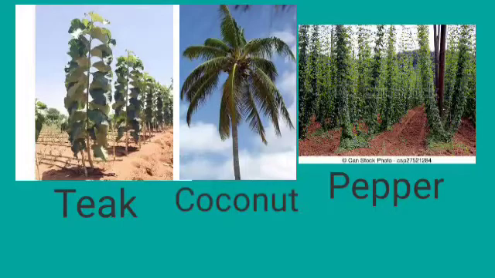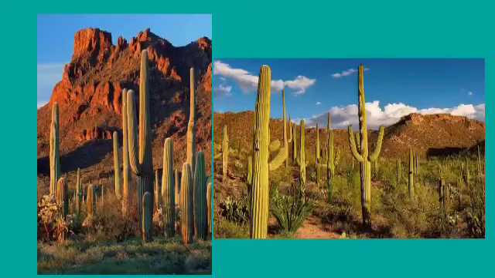sugarcane, rice and cotton. How many plants have I named here? I have named teak, coconut, pepper, rubber, tea, coffee, sugarcane, rice and cotton. These are some plants which we can see in hot and damp areas. You should remember this.